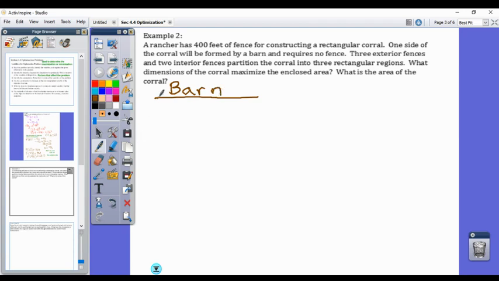And then we have the fence. So these are my 3 outside pieces. So I'm going to call this distance x, which means this also would be x because it's rectangular. And then I'm going to call this distance y. Now we've got 2 interior fences that make this into 3 pieces total. So that would be like boom, boom. So I know that this is also going to be x, and this is also going to be x.